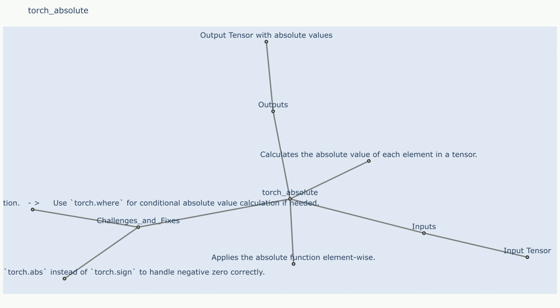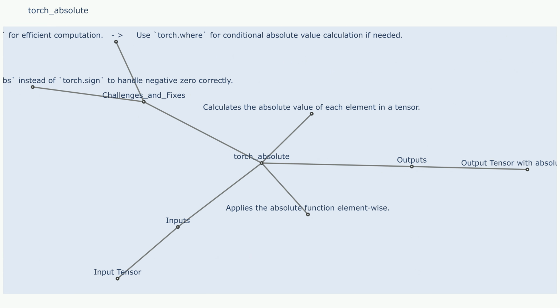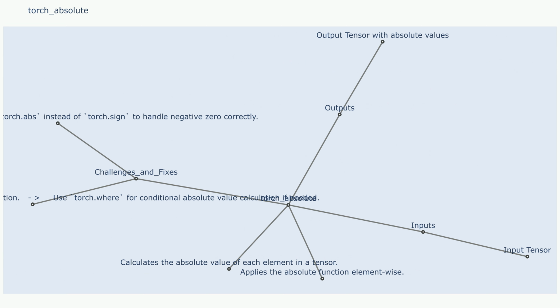Challenge 3: the input tensor contains NaN (not a number) values. Sample use case: torch.abs(torch.tensor([float('nan'), 2, 3])). Fixes: NaN values will remain as NaN in the output tensor.